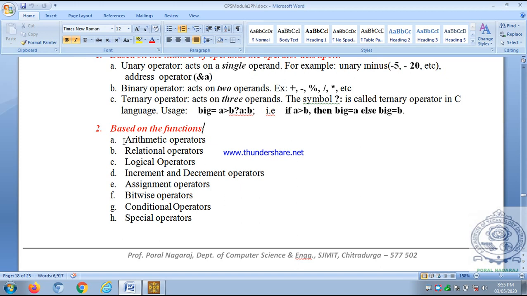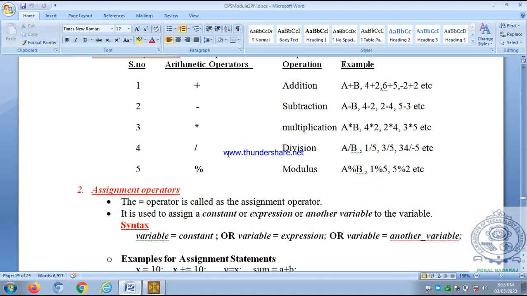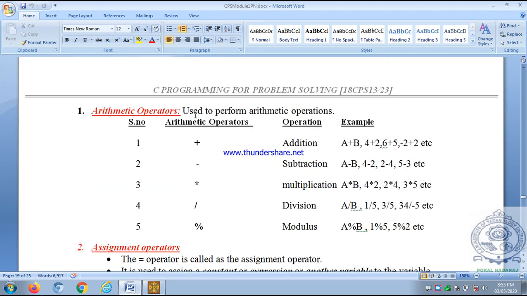First, arithmetic operators. What are arithmetic operators? In mathematics we use arithmetic operators, and the same operators we call arithmetic operators. Arithmetic operators are used to perform arithmetic operations. In C language we have plus, minus, star, slash and modulus. These are the 5 arithmetic operators. Plus is addition, minus is subtraction, and the asterisk, star, is used for multiplication in C language.